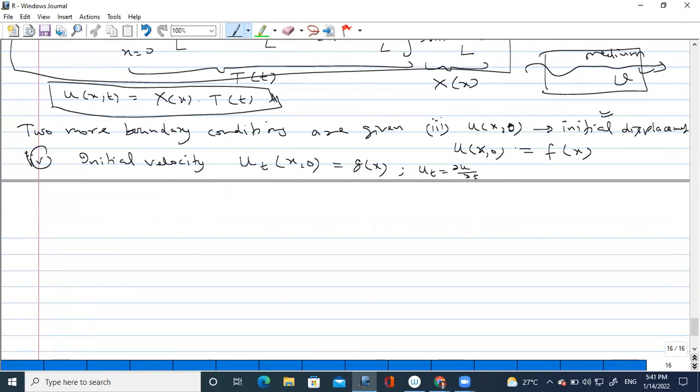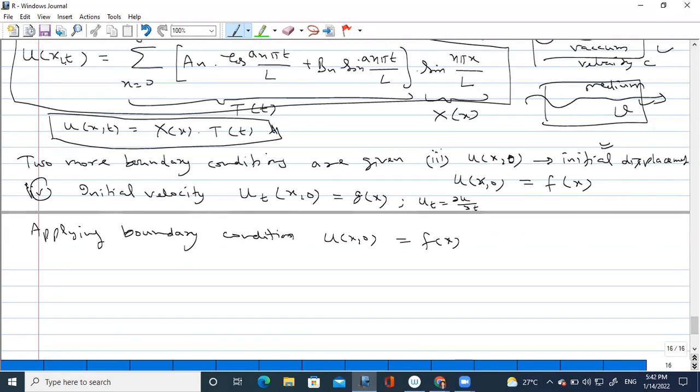Now we will apply the boundary condition. Applying boundary condition, u(x,0) is equal to f(x). In this final equation u(x,t), you put t equal to 0, so cos 0 will be 1, so only an is remaining from here. Sine 0 will be 0, and sine n pi x by L will be remaining.